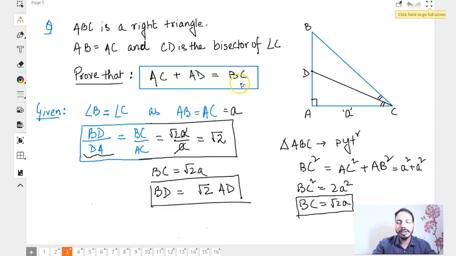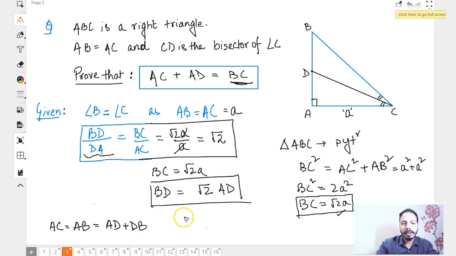Now using this, we can move ahead and try to find the value of AC plus AD. Since we got the value of BC, let us see if we can find the value of AC plus AD as the same one. Now what is AC plus AD? First of all, AC can be written as AB, as given in the question, and AB can be broken into two parts, AD plus DB. We know that AD and BD have a relationship. This DB or BD, the same thing.